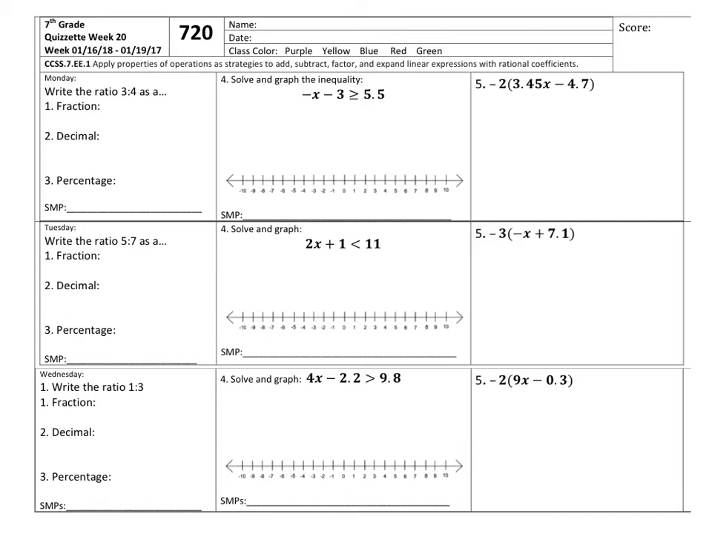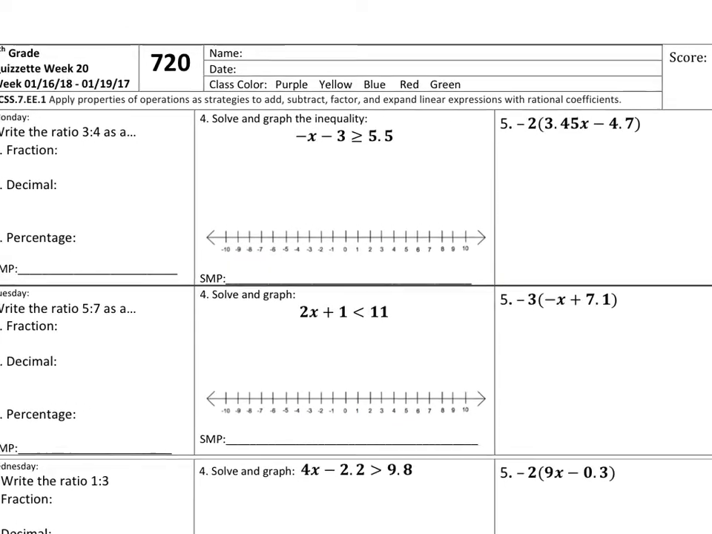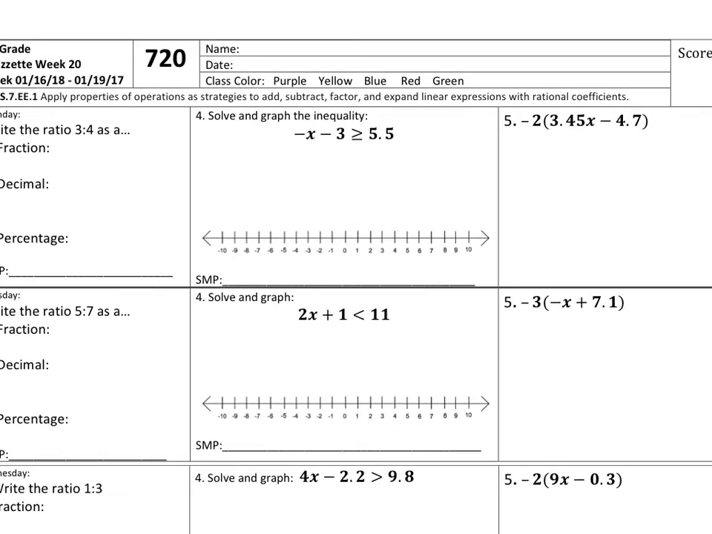Today we're watching a video on Quizzette 720. Please make sure that you have a pen ready to write. Please make sure that you write your last name, comma, first name. Please write today's date, which is January 16th, 2018. And today I'll say that I'm in purple class.